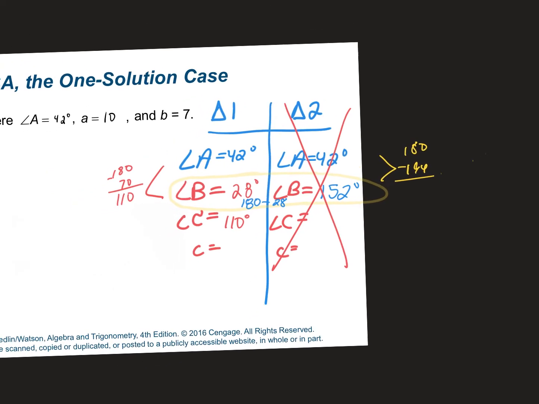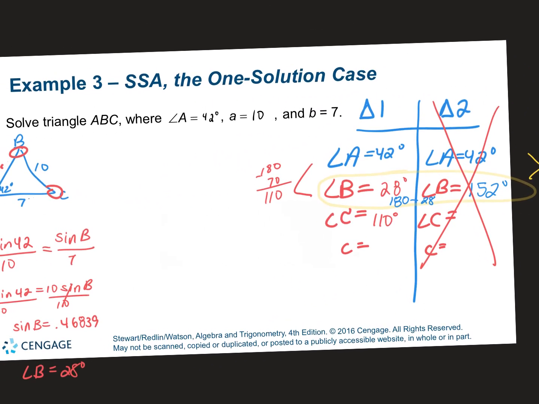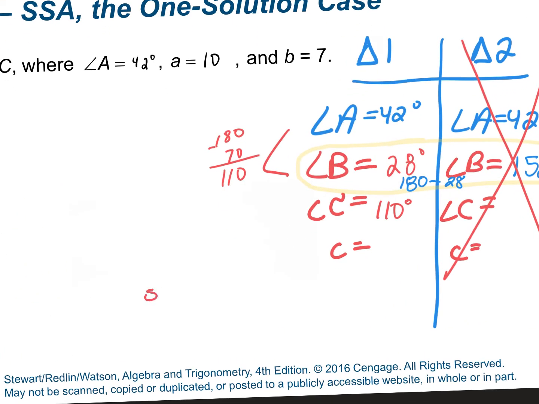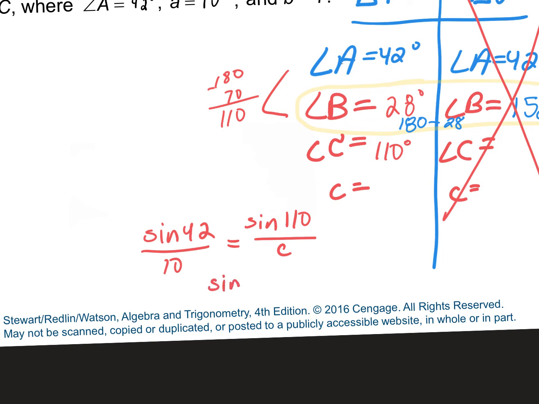You have to find side C. Well, the original proportion we used was sine 42 over 10, right? So sine 42 over 10 equals, in triangle 1, what did we find the measurement of C was? 110. So sine of 110 over C. How do we solve this? Cross multiply. So sine 42 times C equals 10 times the sine of 110. How do I get C all by itself? I divide by sine 42.